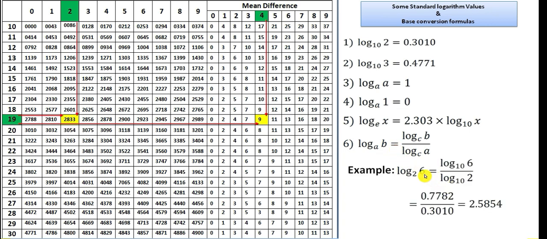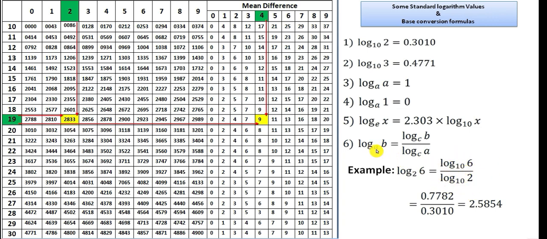This is an example. If it is given log base 2 of 6, not base 10, if it was log of 6 base 10, then you can directly find it from the table, but it is log base 2 of 6. So what you have to do? We can convert it into base 10 by using this formula. You can see here A is 2 and B is 6, and C is 10. I have assumed that C is 10, so that I can convert it in terms of base 10 logarithm.